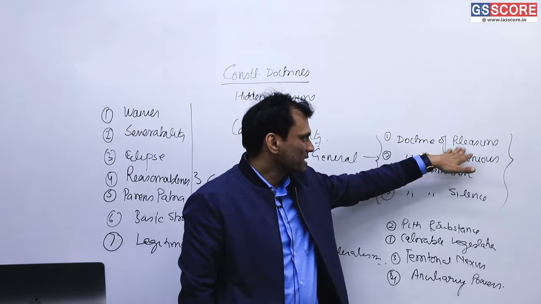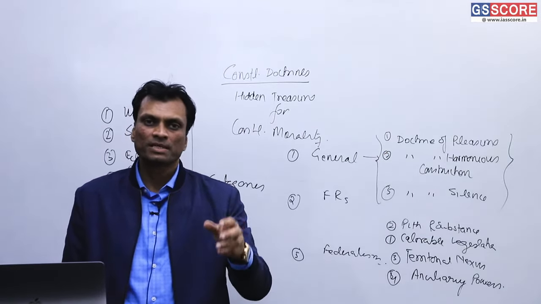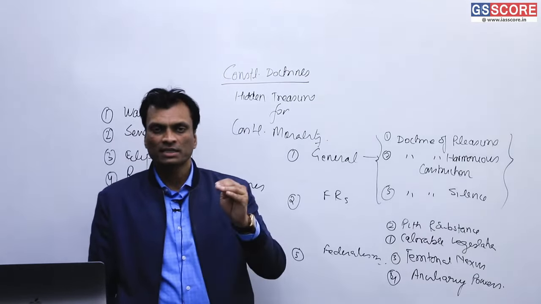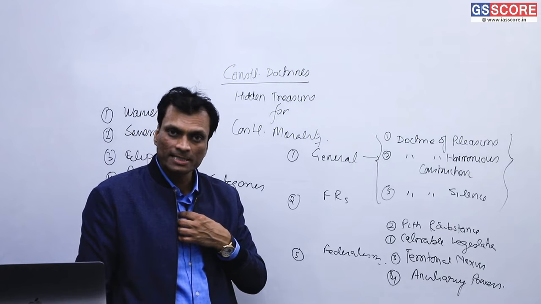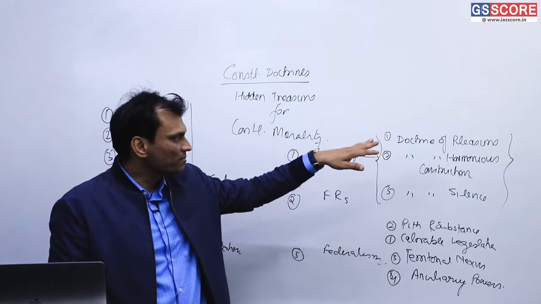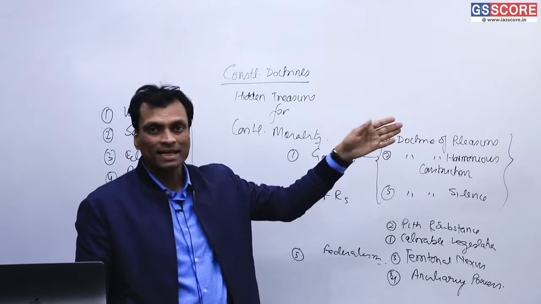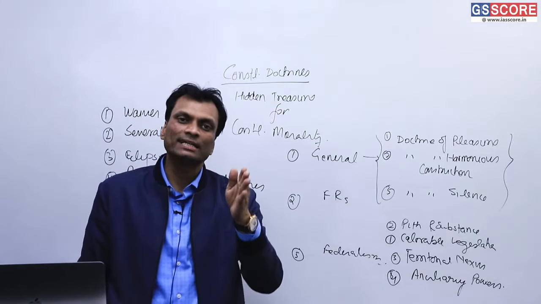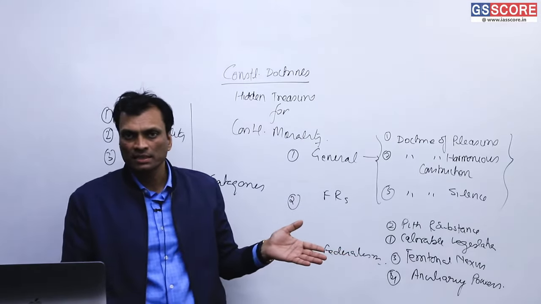Doctrine of pleasure means that many posts in the Constitution are subject to the pleasure of the president or the pleasure of the governor, like the attorney general, the governor, these ministers, civil servants. All these things are dependent on the doctrine of pleasure. The doctrine of pleasure means when a post is dependent on the pleasure of the president or the governor, then the president has the power to appoint as well as remove the person without any other kind of constitutional conditions, if the pleasure doctrine is there.